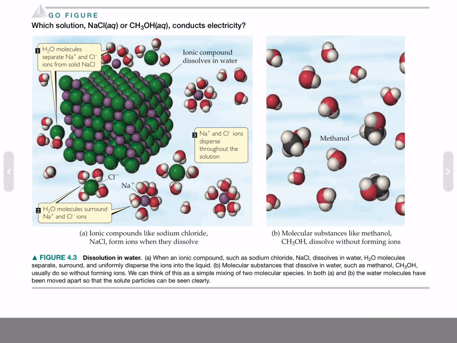Figure 4.3, Dissolution in water. When an ionic compound such as sodium chloride, NaCl, dissolves in water, water molecules separate, surround, and uniformly disperse the ions into the liquid. Molecular substances that dissolve in water, such as methanol, usually do so without forming ions. We can think of this as simply mixing two molecular species. Both A and B, the water molecules, have been moved apart so that the solute particles can be seen clearly.